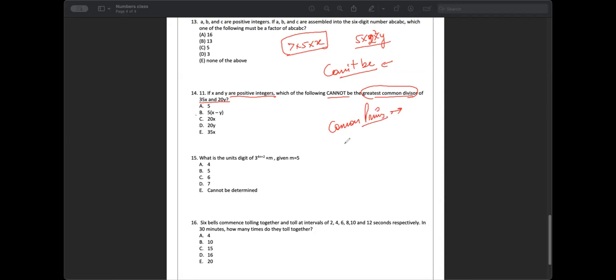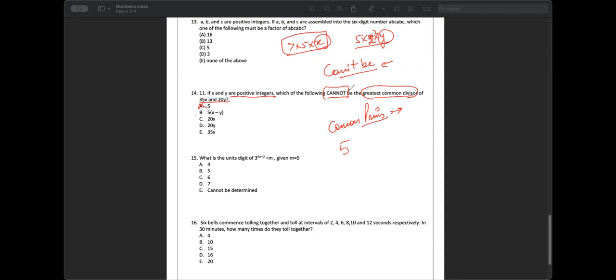Okay. So 5 is the prime here, which is common. And do we have anything else as prime that will depend on x and y? Okay. Question is, which of the following cannot be? Okay. 5 definitely is out. 5 definitely would be GCD. 5 into x minus y.